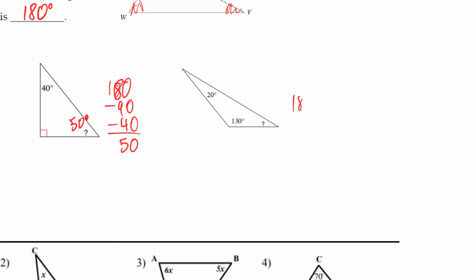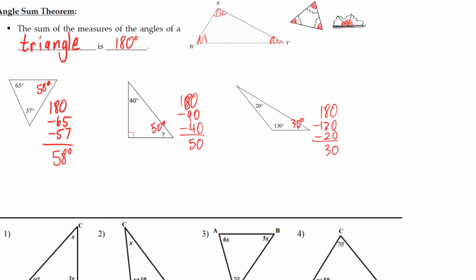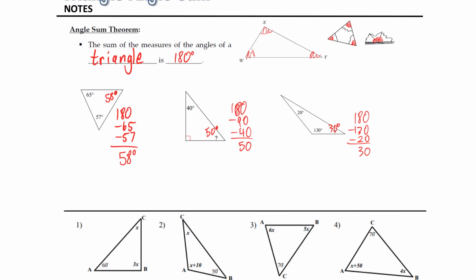Okay, and then on this one, you're doing 180 minus 130 minus 20. What does that give you? Gives you 30 degrees for this one. Okay, good. So that's the main thing to remember. Those 3 angles, the interior angles, add up to 180.